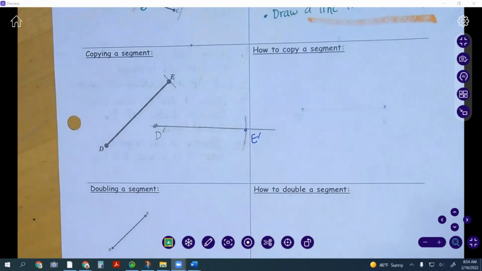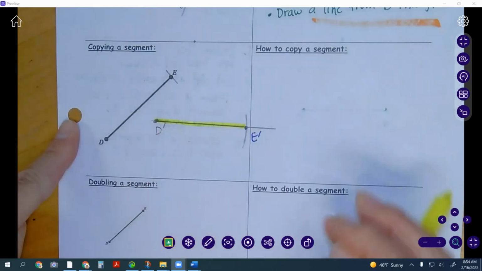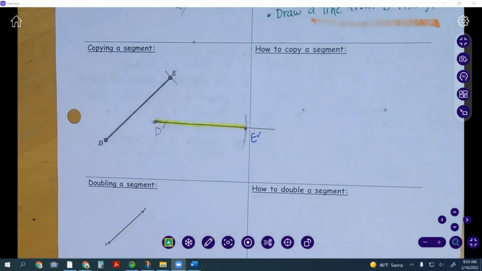And I'm just going to highlight this. This from here to here, that's my line segment.